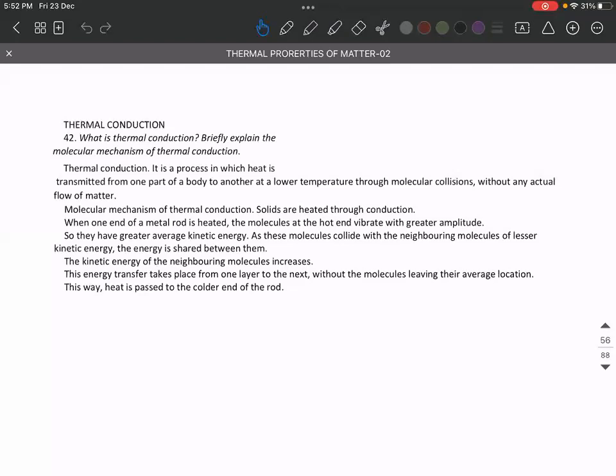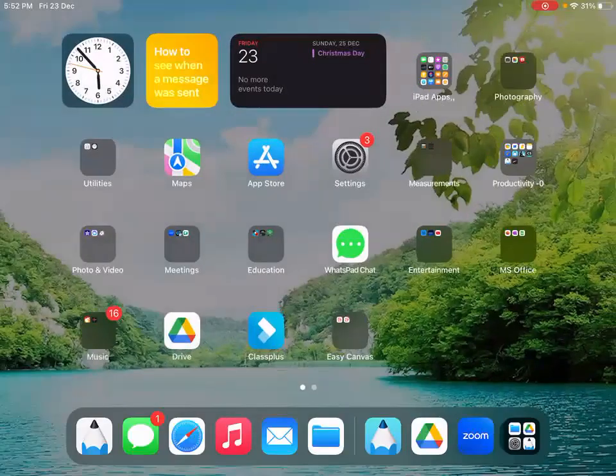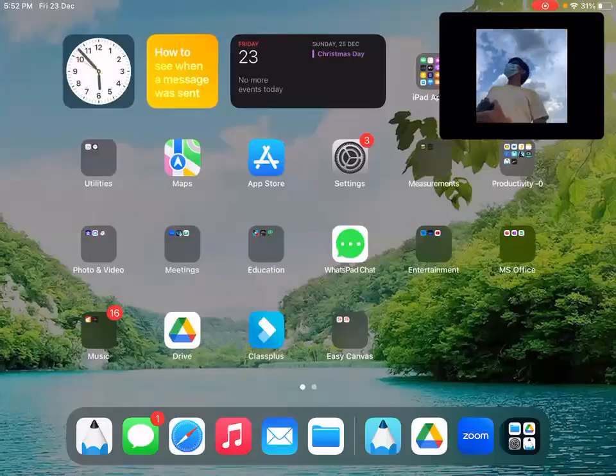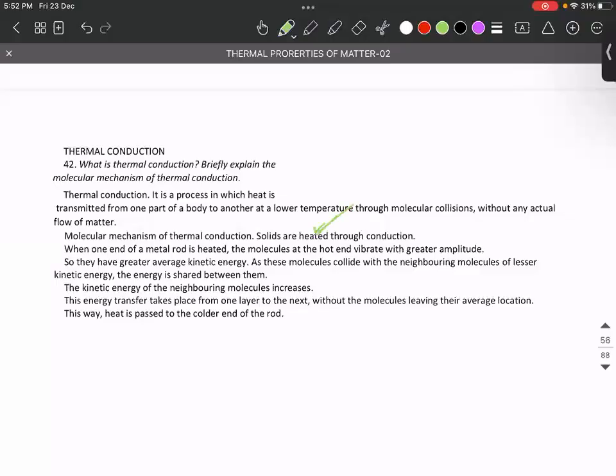So, molecular mechanism of thermal conduction: which materials can undergo it? They are solids, which get heated through the process of conduction, right? So generally what happens, yesterday we saw, when you kept that ball, you saw that the particles which were directly exposed to the heat, what will happen to the particles' energy at that point? They start increasing. So when they start increasing, they start vibrating with a greater amplitude, because we know that solids have a lattice structure arranged.